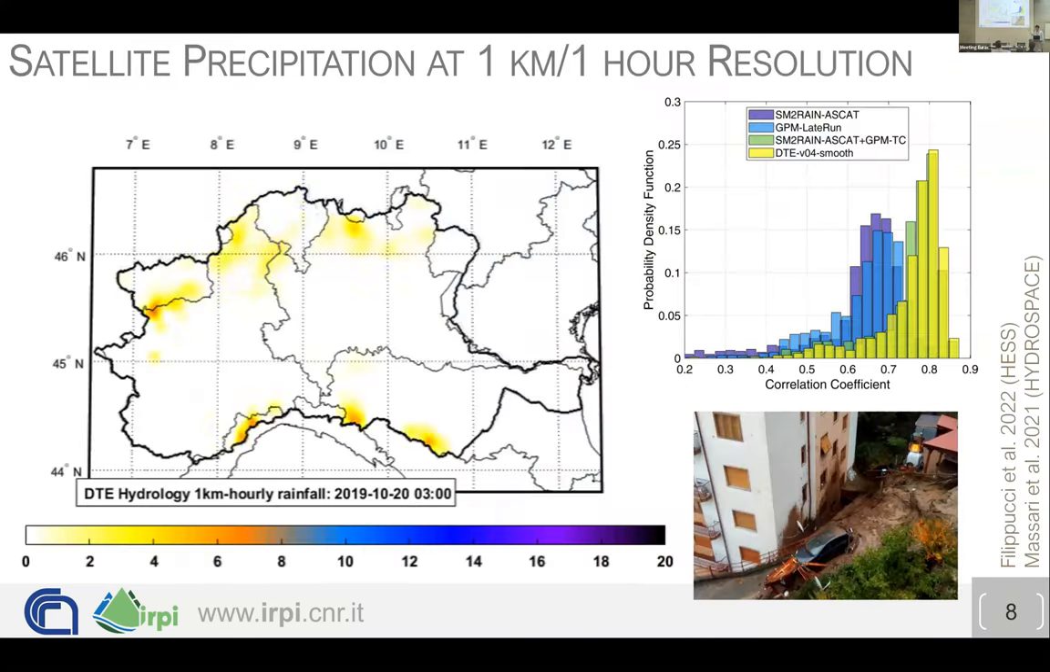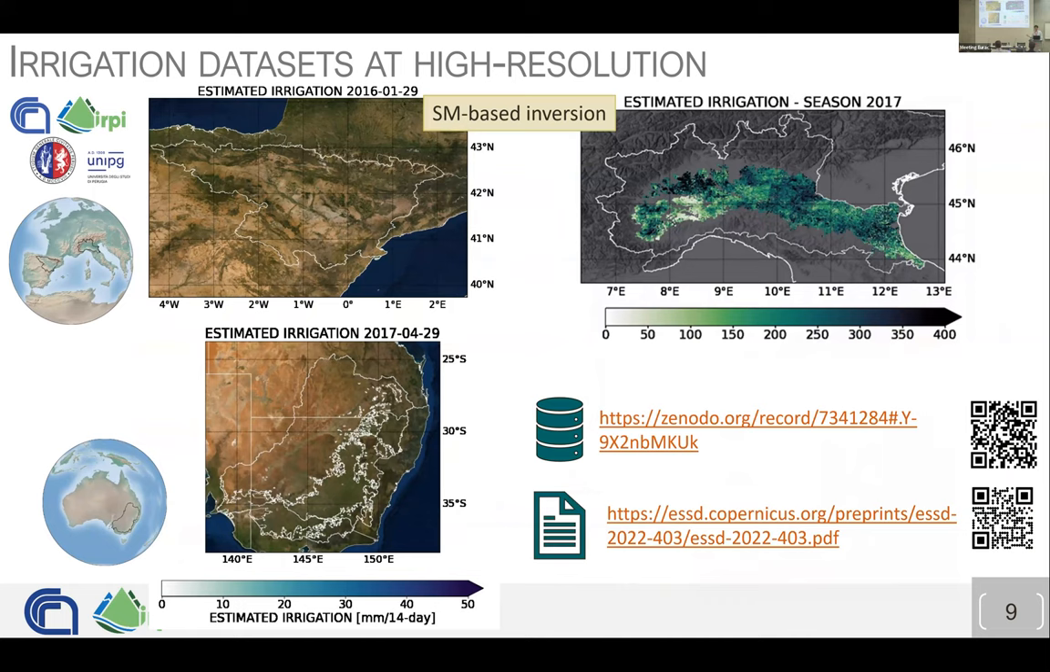This is for soil moisture. We have done something also for satellite precipitation. I will go fast for that. Something new that we have already developed from satellite is related to the impact of humans on the water cycle. This is irrigation water use. These are data sets that we have published on Zenodo, 1 kilometer resolution data sets at weekly or biweekly scale that provide information about irrigation water use.